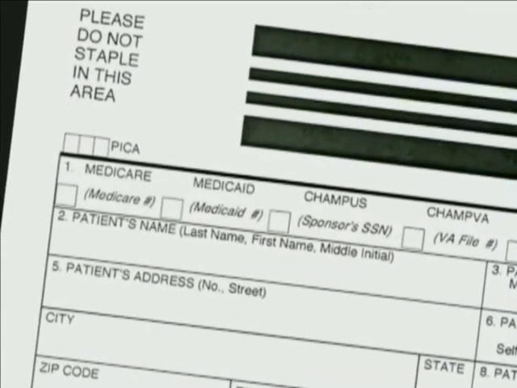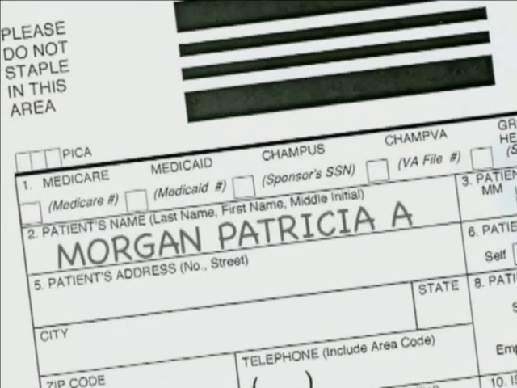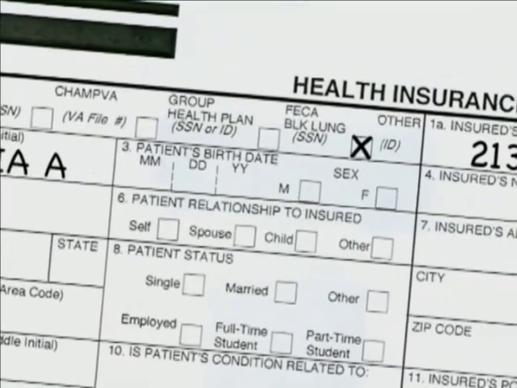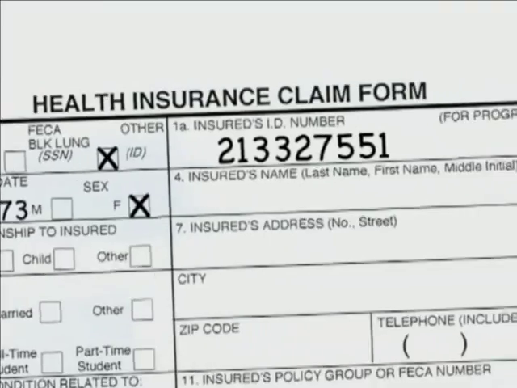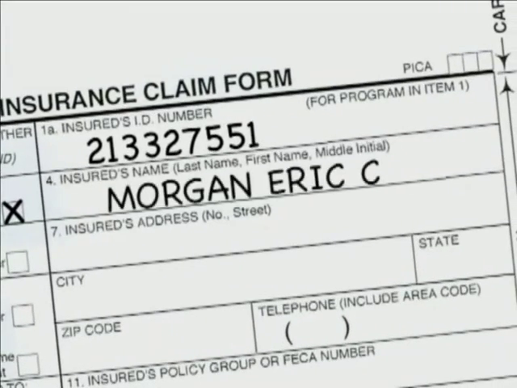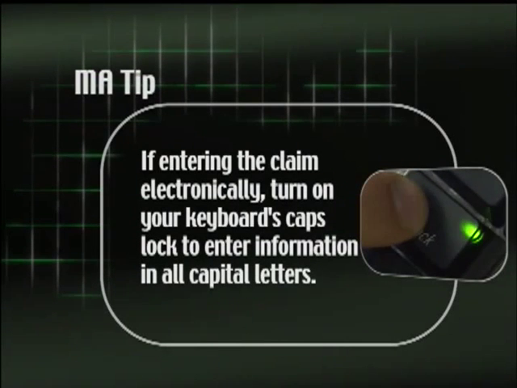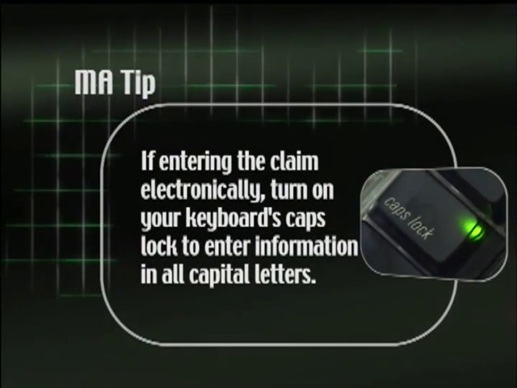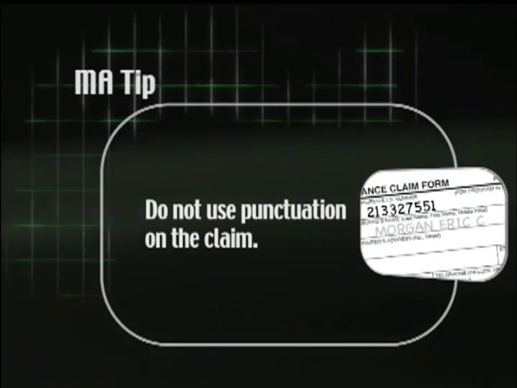The CMS 1500 is the insurance claim accepted by insurance companies. It contains all the information needed to process a claim. Even though most insurance companies accept the CMS 1500 claim, each may require that it be completed in a particular way. MA tip: If entering the claim electronically, turn on your keyboard's caps lock to enter information using all capital letters. Do not use punctuation on the claim.